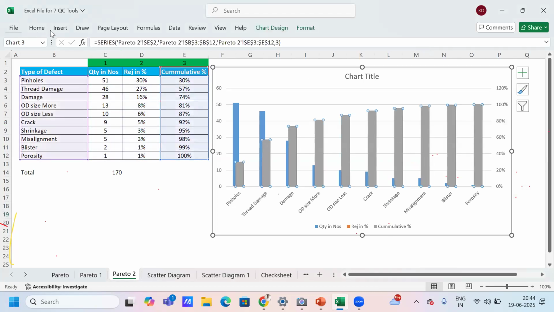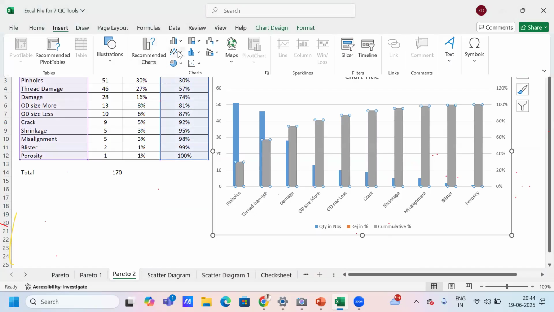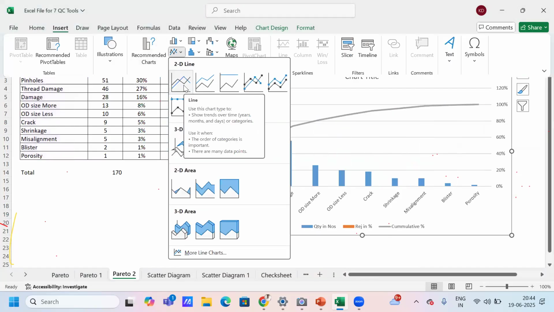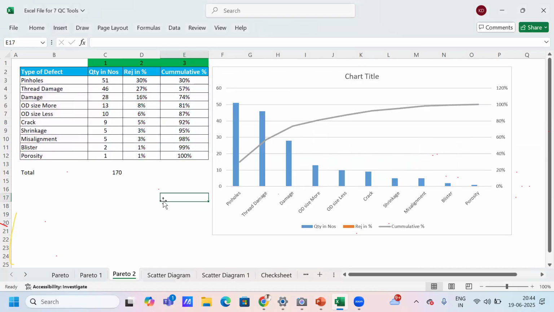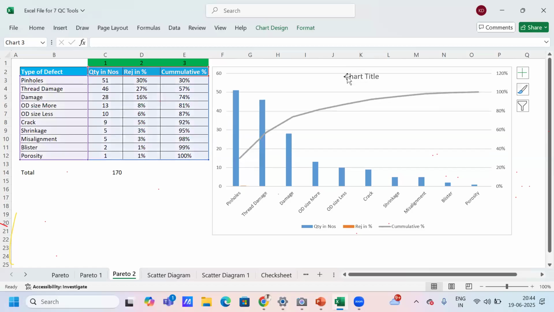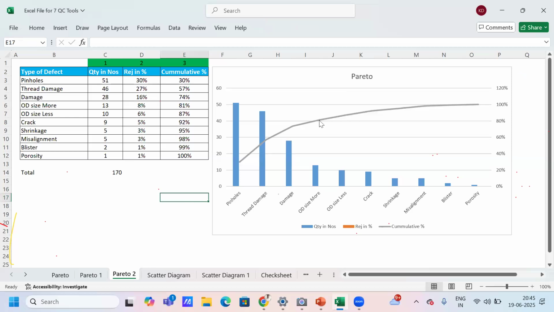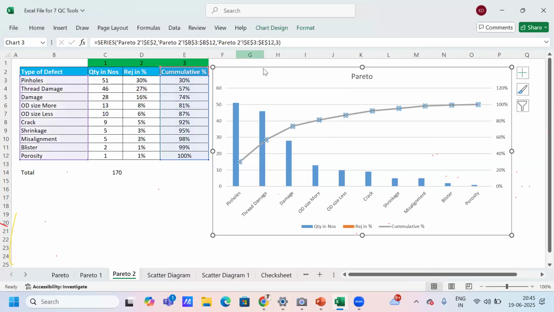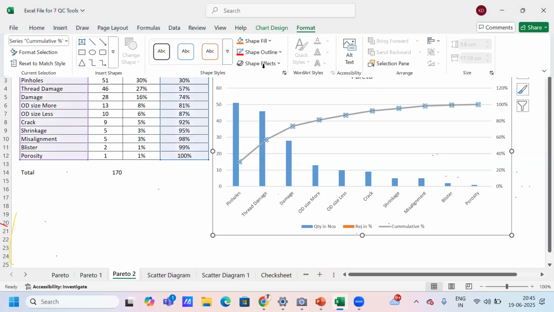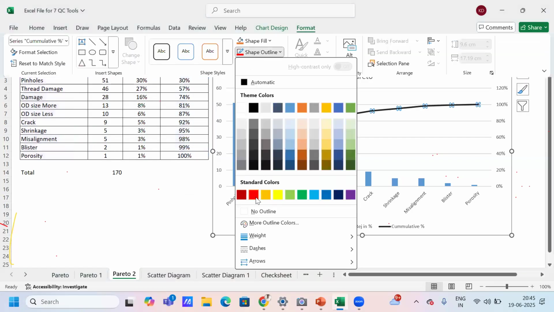So I will again go here, insert, and use this one. Okay, so this is the line. Clear. I will not waste time. You can add the chart title, Pareto for defects. You can put in the x-axis and y-axis, but we will not waste time on that. Now this is the line. I will make it red, for example. You can use any color.